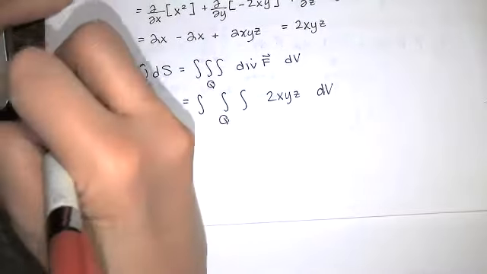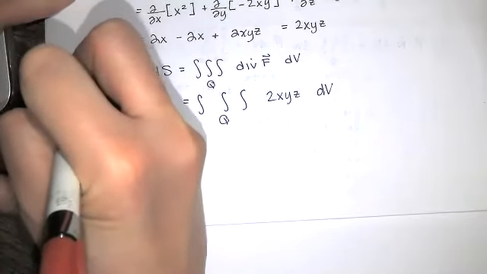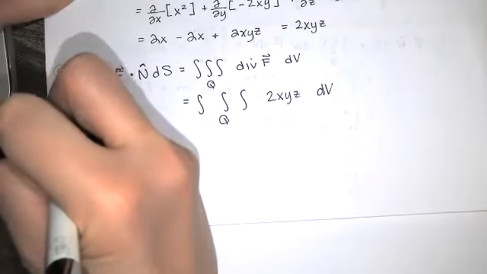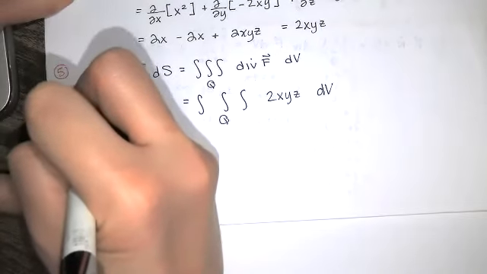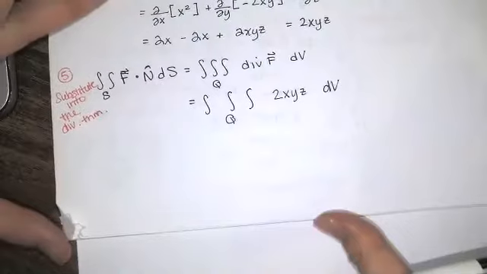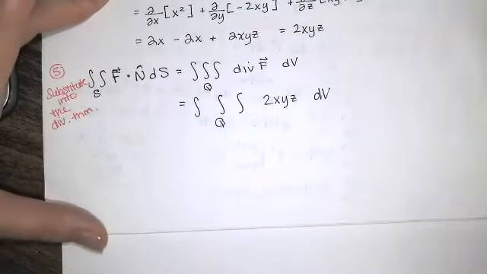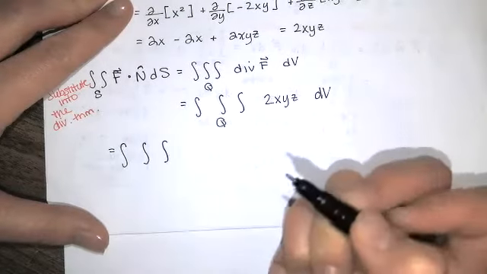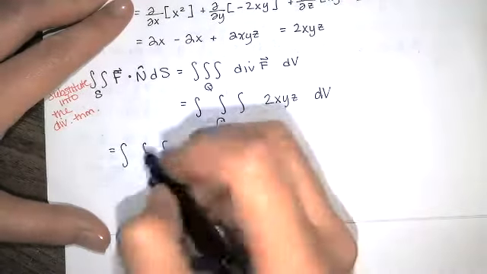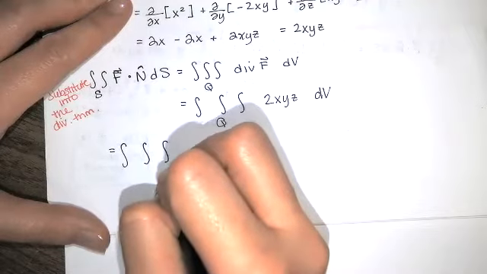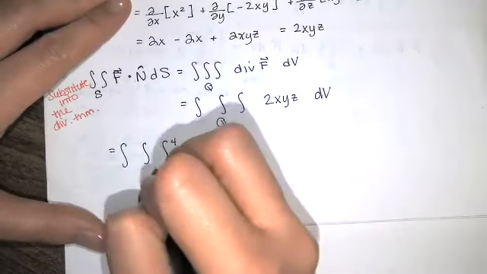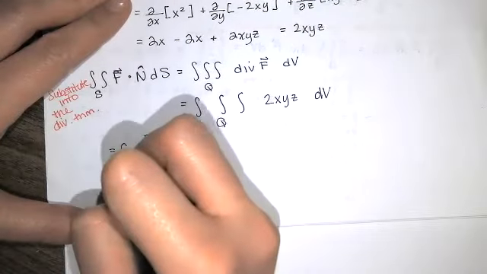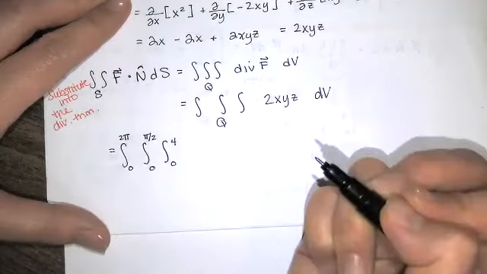So number 5 is just substitute into the formula for the divergence theorem. And we're here. We need bounds in spherical coordinates, and we just found them. They all happen to be constant bounds. So let's do rho first. Rho goes from 0 to 4. Phi goes from 0 to pi over 2, and theta goes from 0 to 2 pi.